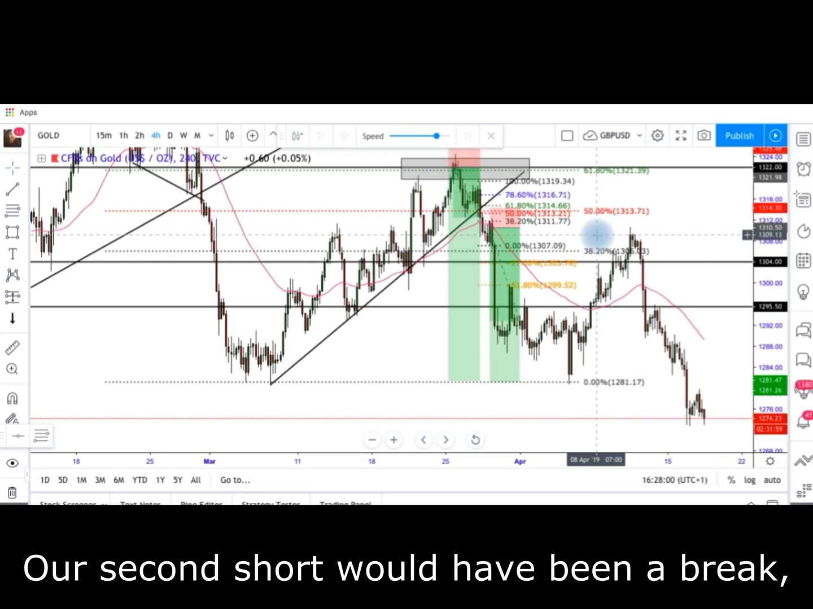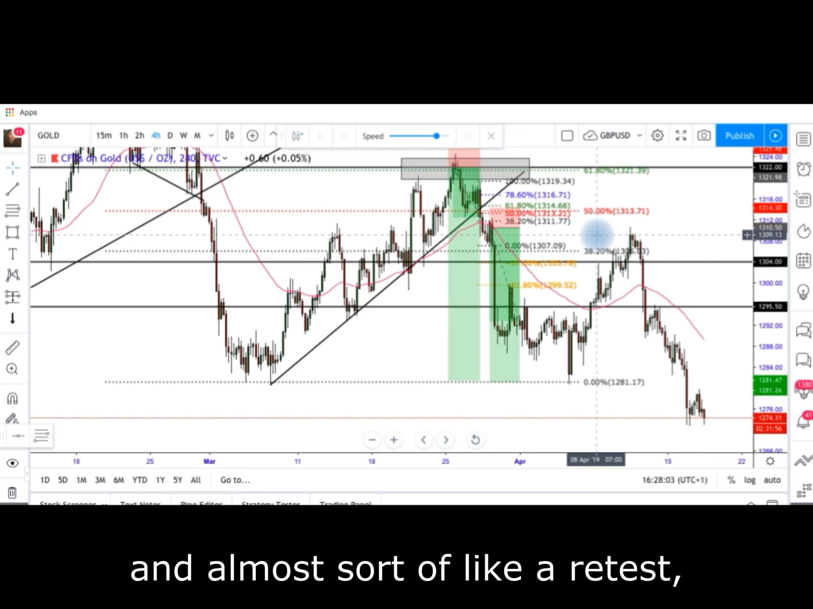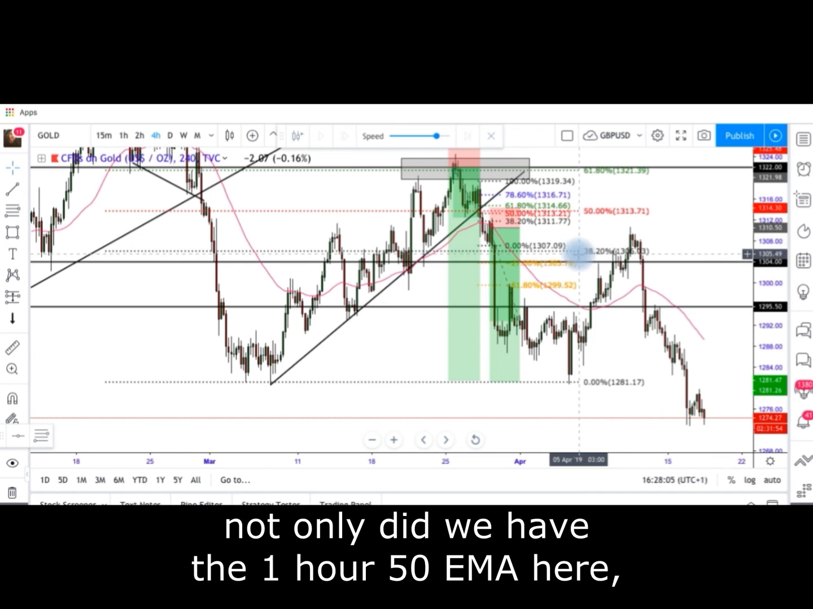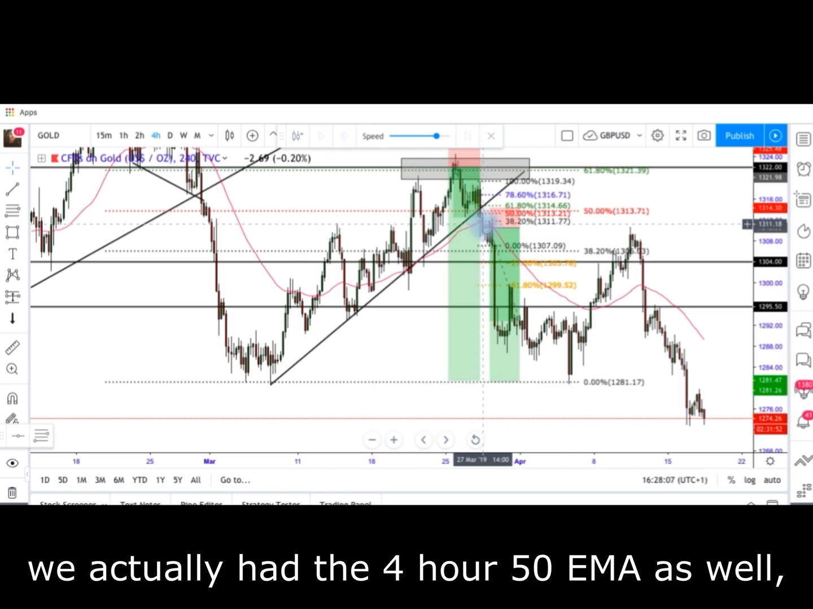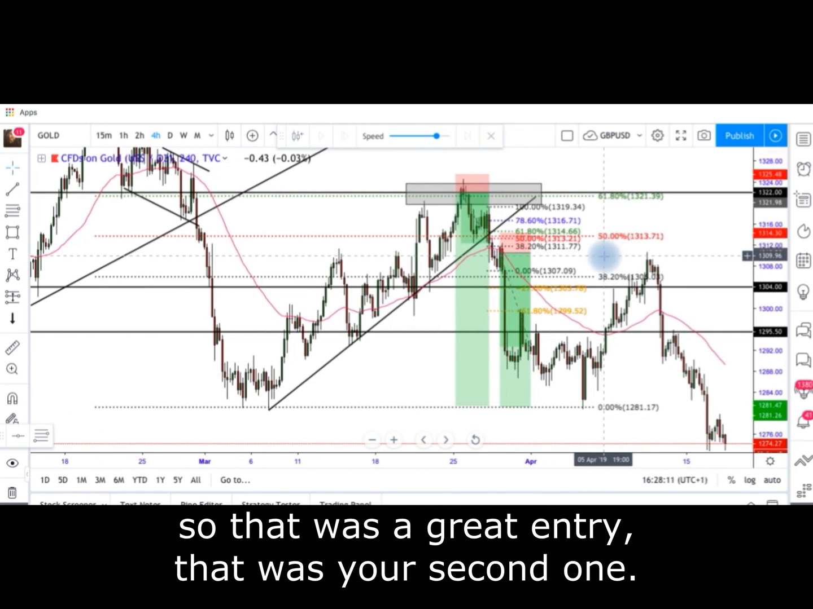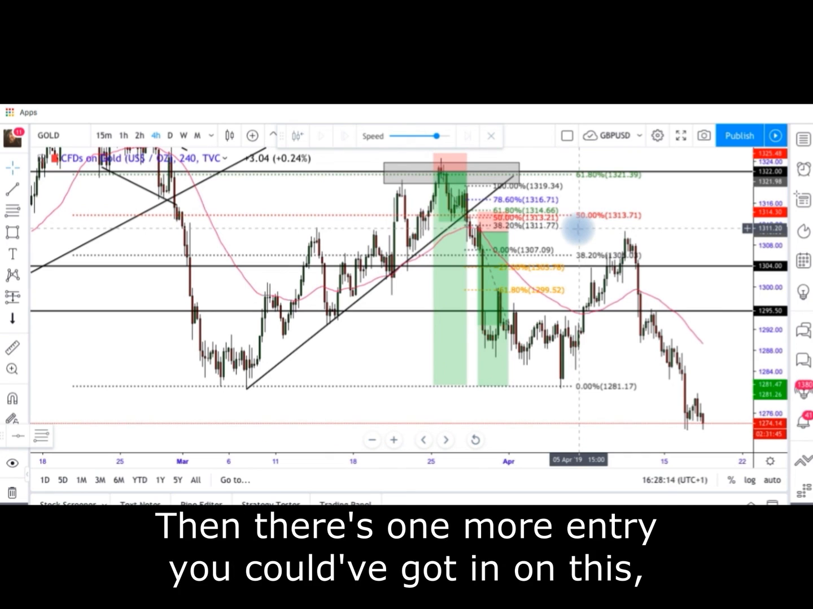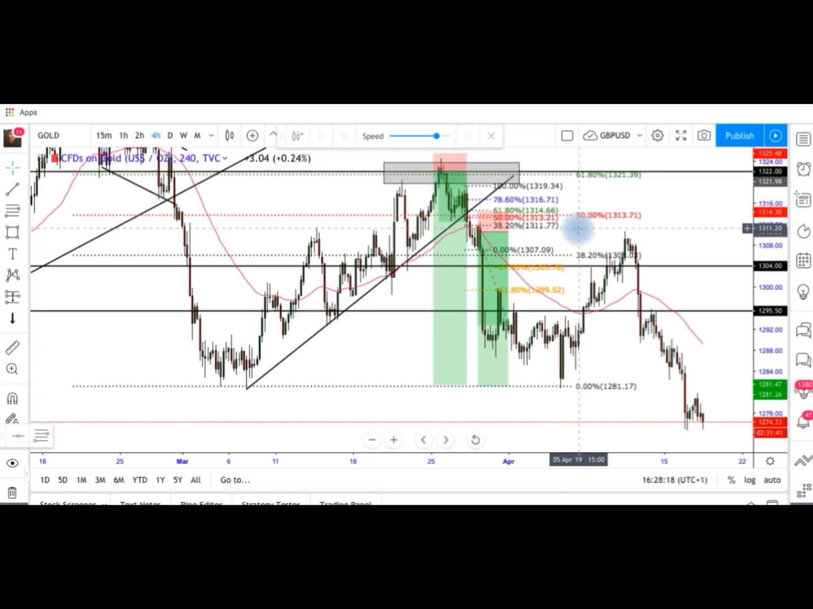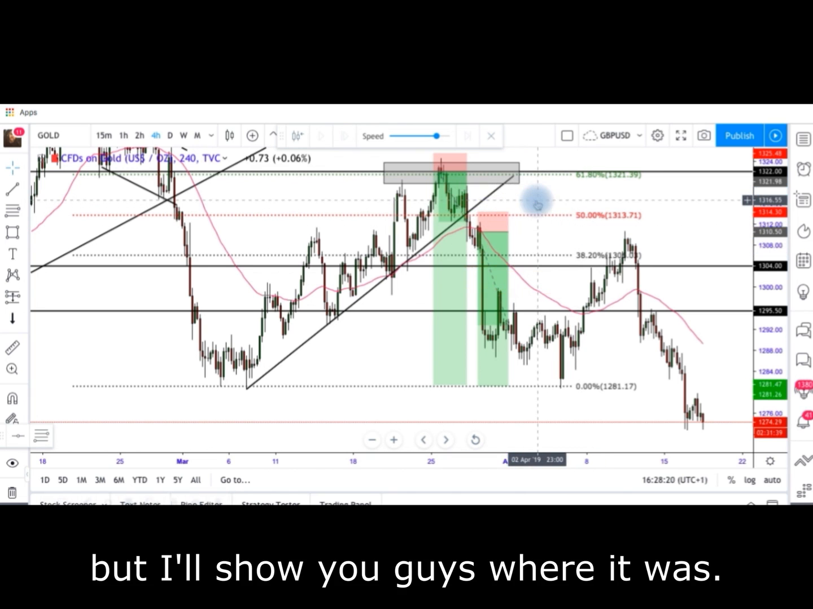Our second shot would have been a break and almost a retest. And we can see that not only do we have the 1 hour 50 EMA here, we actually have the 4 hour 50 EMA as well, which is also providing us some dynamic resistance. That was a great entry. That was your second one. Now there's one more entry you could have got in on this, which wasn't the best entry, but I'll show you guys where it was.